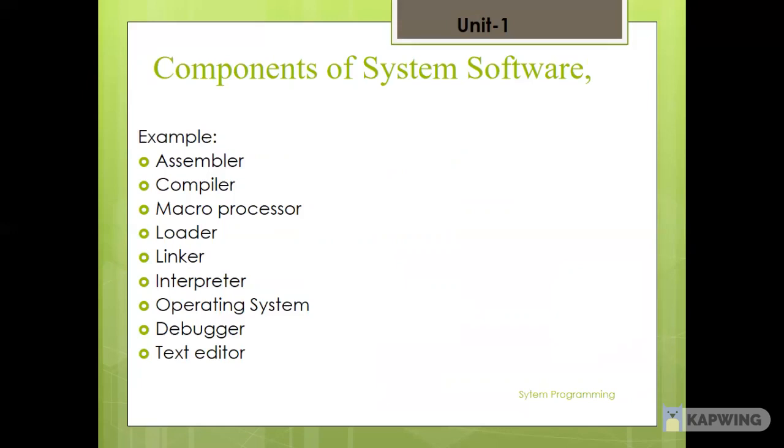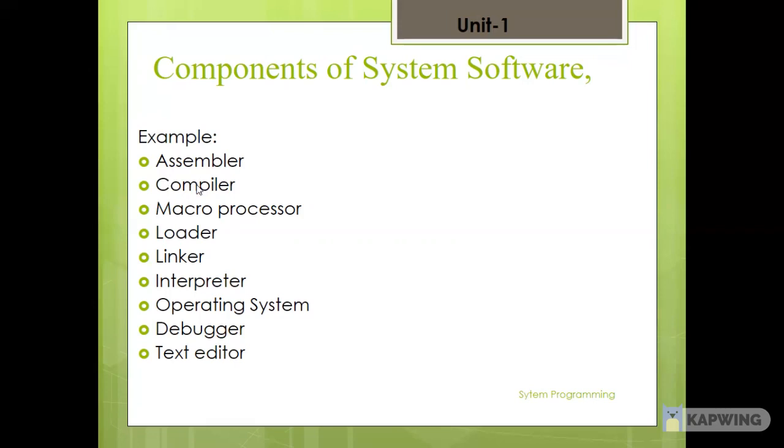So what are the components? These are some examples of components of system software. The first one is the assembler. What is the function of an assembler? It translates a program written in assembly language to object code or machine code. That is called an assembler. Compiler translates a program written in high level language to object code or machine code at a single time. That is, at one time it will compile your source program to the machine level.